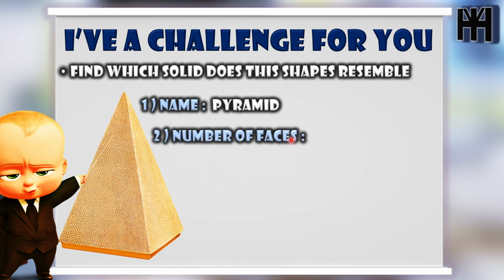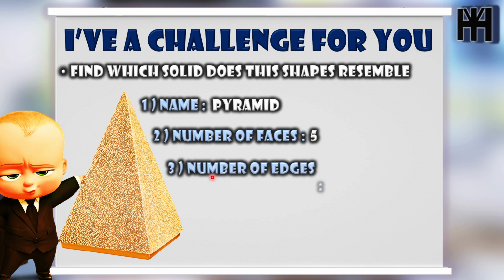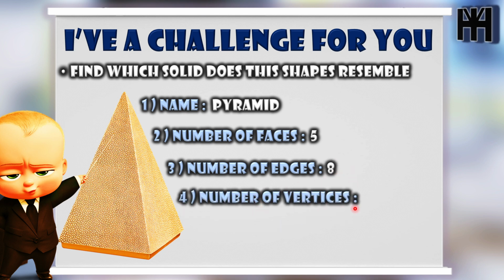I want the number of faces of the pyramid. Remember there is one here and one at the back and one opposite to this one. So there are 4 faces here and one at the bottom. So totally they are 5. And the number of edges, there is 4 up here and 4 at the base. So they are 8. And finally the number of vertices. So there is 4 down and 1 up. So totally they are 5.